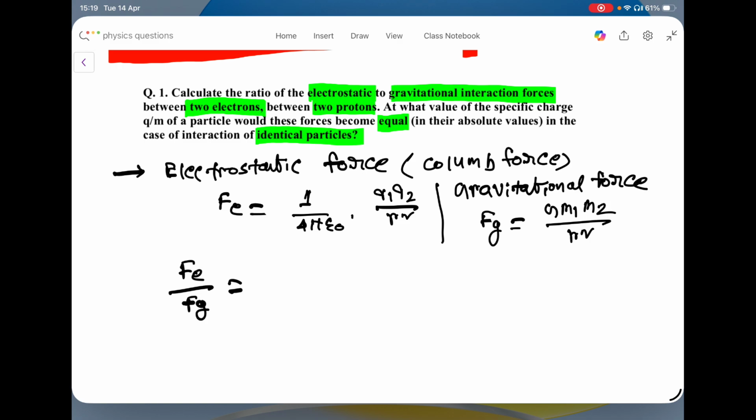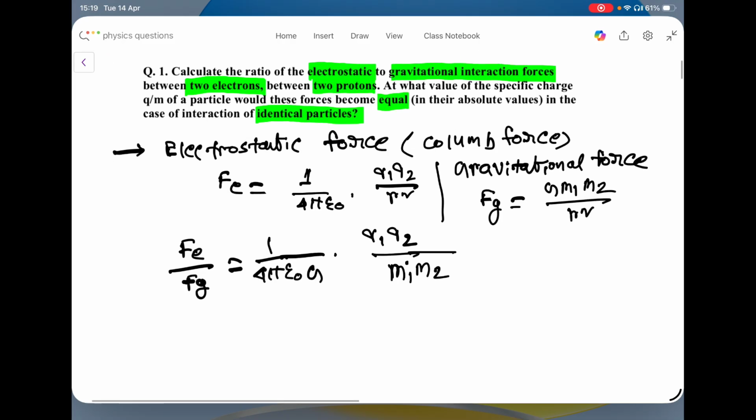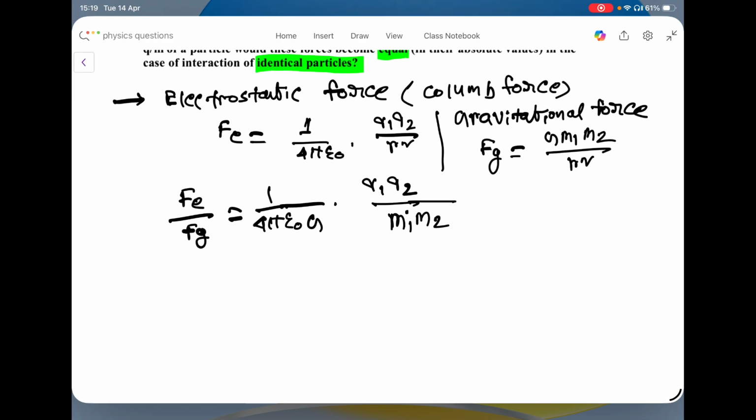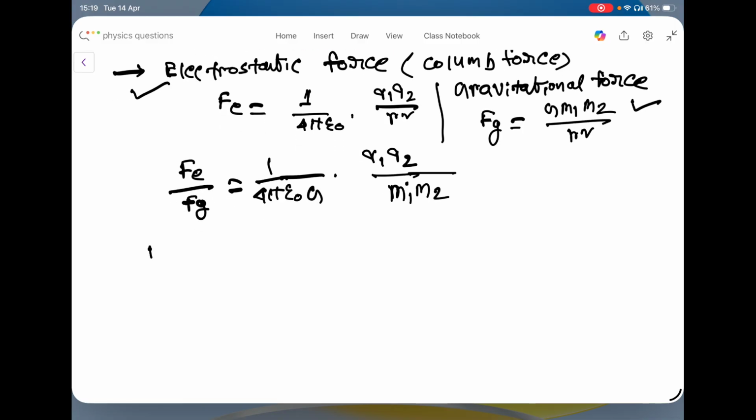You will get easily 1/4 pi epsilon naught into G into q1 q2 by r square by m1 into m2. So you just divide the two things, F of E and F of G. These two are definitions: this is for electrostatic force and this is for gravitational force. Now what is the identical particle, sir?